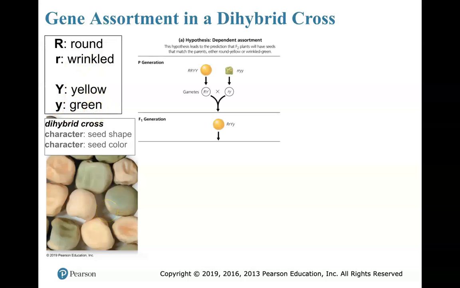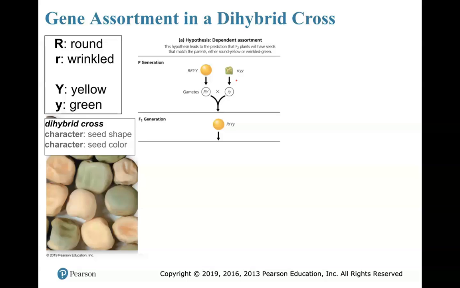So Mendel went ahead and ran his experiments, got his P generation. Remember, that's the purebred parent generation. So here, purebred, round and yellow seeds. And here, the purebred recessive, that's going to be wrinkled and green seeds. And he crossed them.